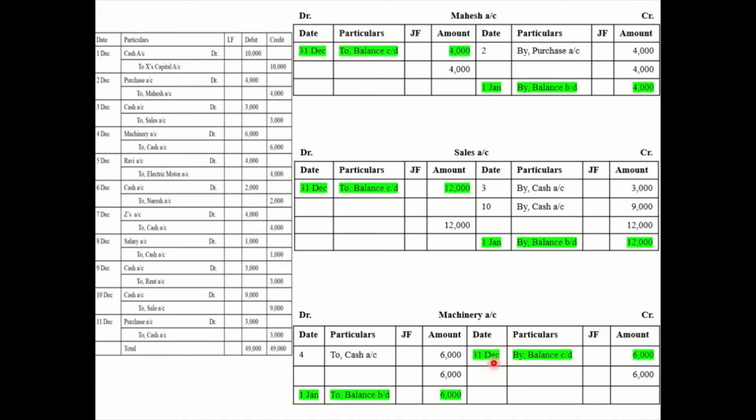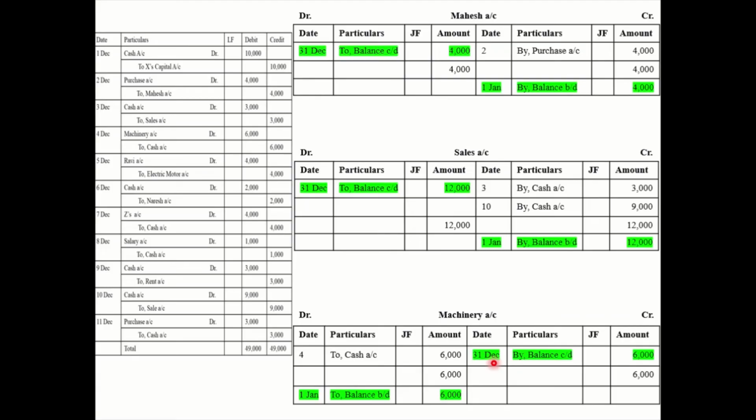After Z's account, we are going to prepare the salary account. Salary account. Here, on 8th December, salary account entry is on the debit side. That date's credit account we record on the debit side. 8th December, to cash account 1,000. To balance both the sides, we need to add a balancing figure. 31st December, by balance carried down rupees 1,000. Now both the sides are equal, 1,000, 1,000.